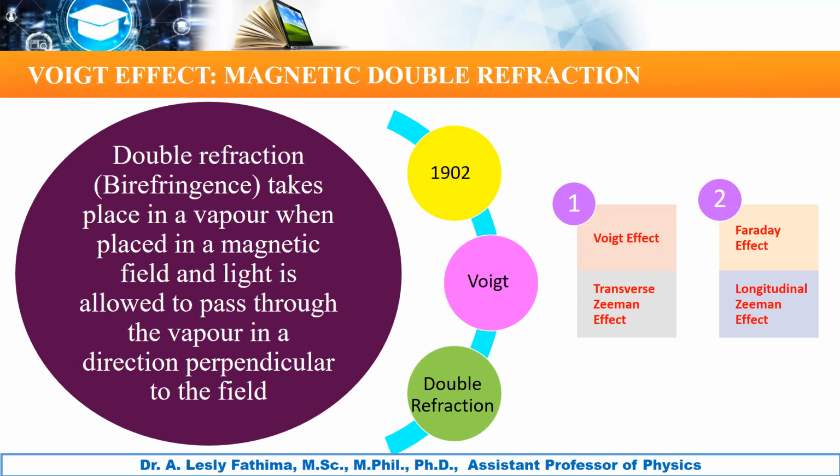Obviously this phenomenon is related to the transverse Zeeman effect, in the same way the Faraday effect is related to the longitudinal Zeeman effect. The Voigt effect is related to the transverse Zeeman effect because the light is allowed to pass through the vapor in a direction perpendicular to the field.